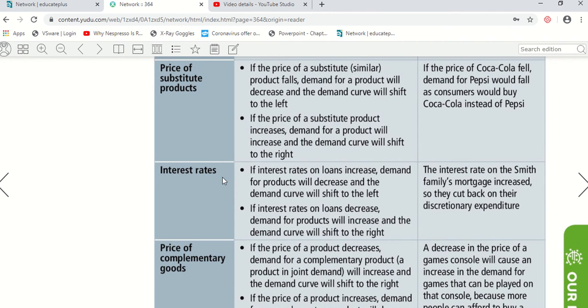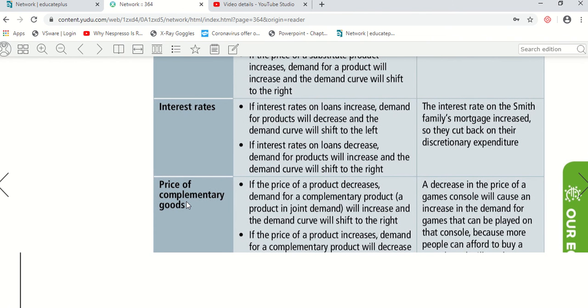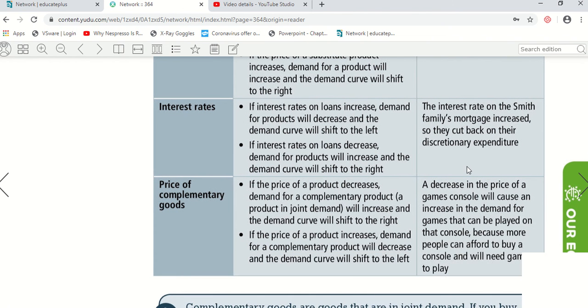Interest rates. If you look at this example here, if the interest rates on mortgages increased, then people wouldn't have as much disposable income or money left for discretionary items, so going to the cinema or things that they could do without. So the demand for cinema tickets would go down, obviously.